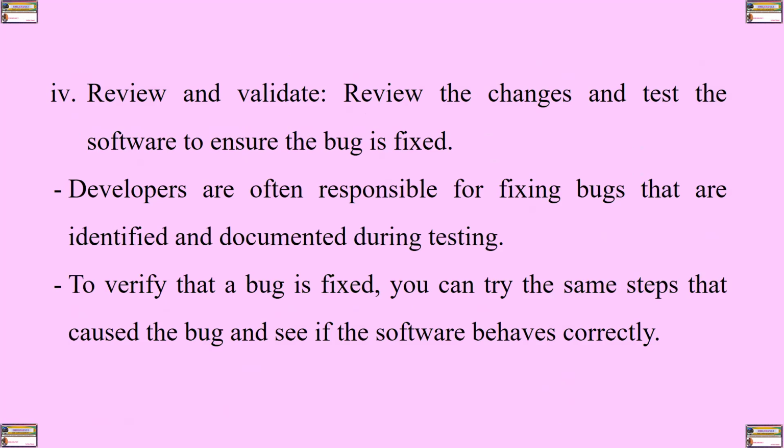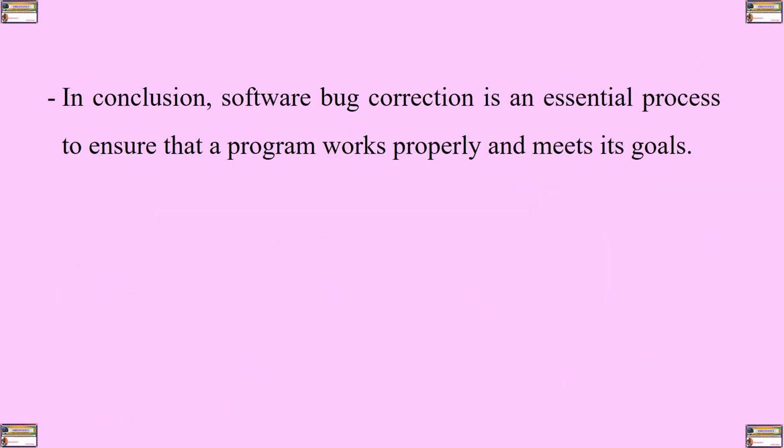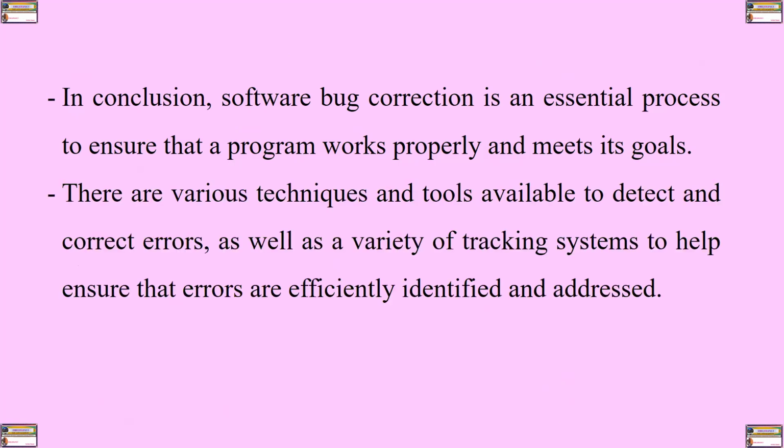To verify that a bug is fixed, you can try the same steps that caused the bug and see if the software behaves correctly. In conclusion, software bug correction is an essential process to ensure that the program works properly and meets its goals. There are various techniques and tools available to detect and correct errors, as well as a variety of tracking systems to help ensure that errors are efficiently identified and addressed.